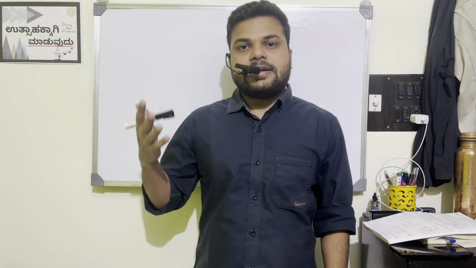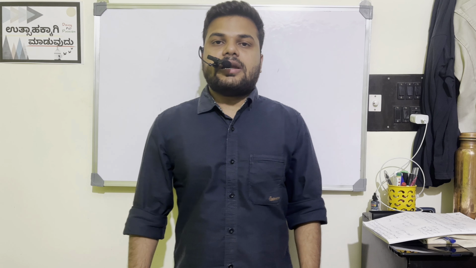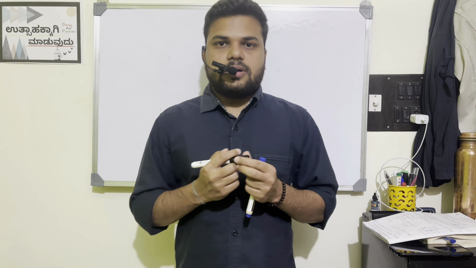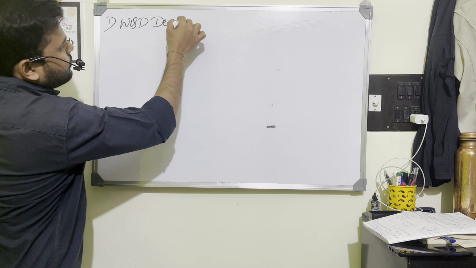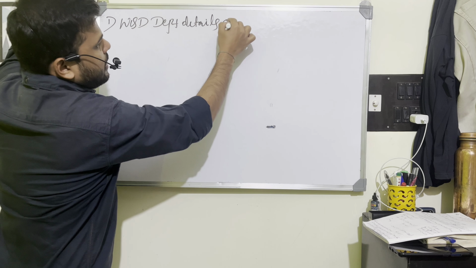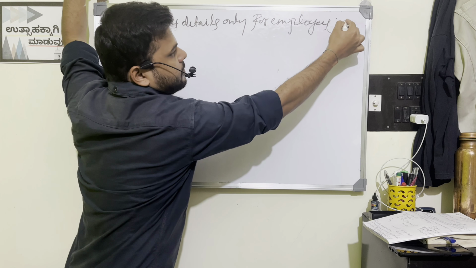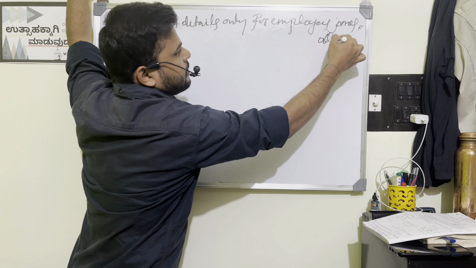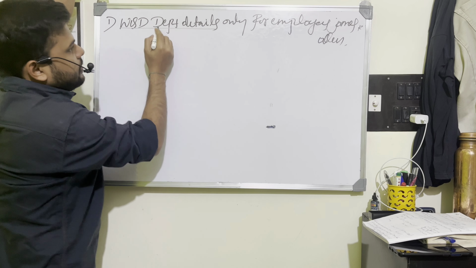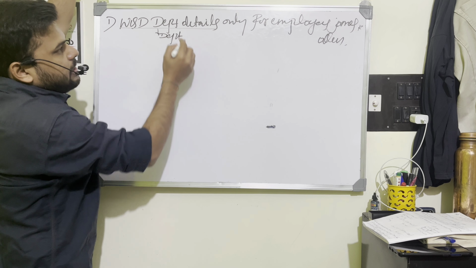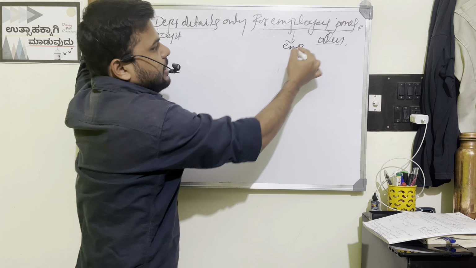In our first class we saw multiple tables: employee table, department table, salary table and bonus table. In the employee table and department table we have one common column, that is DEPTNO, department number. Okay, I will take one question. Write a query to display department details only for employees James and Alan. The display is from the department table, and the condition, only for employees James and Alan, is from another table, that is the employee table.